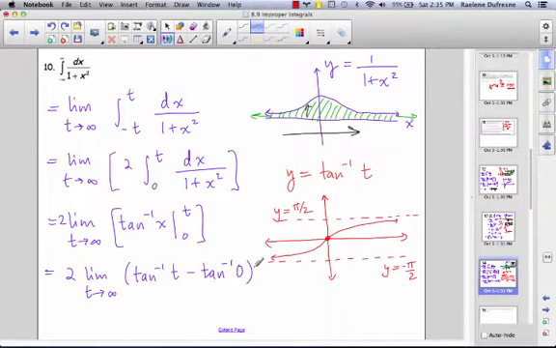And so we know that tan inverse of 0 is 0. And we can see that as t approaches infinity, y on this graph approaches a height of pi by 2. And so we get 2 times pi by 2, which is equal to pi. And so the amount of green area, and I can call this integral area because we have positive height and positive width, even though we have infinite length, we have a finite amount of area, which is pi.